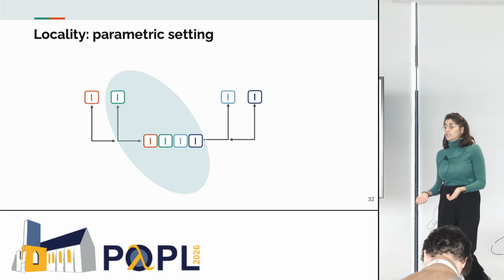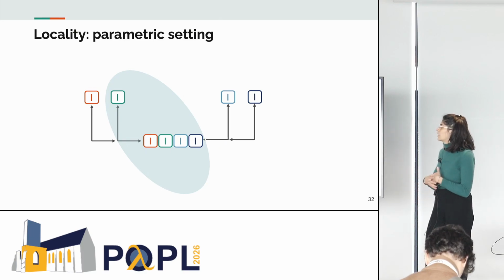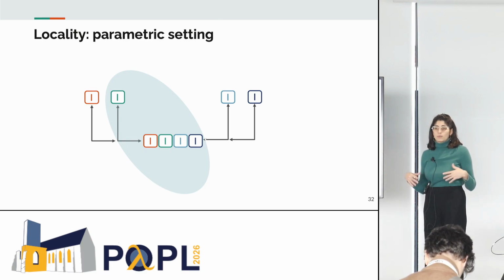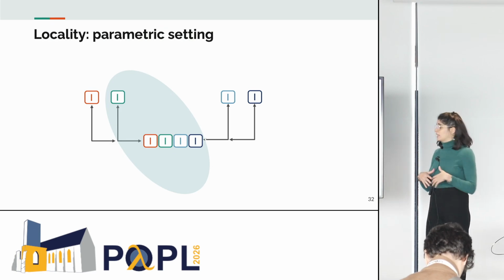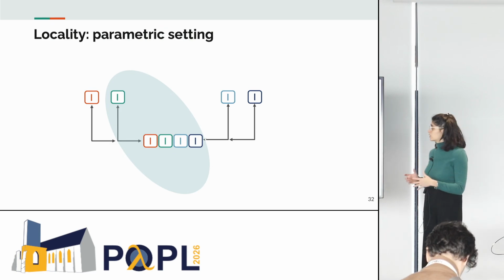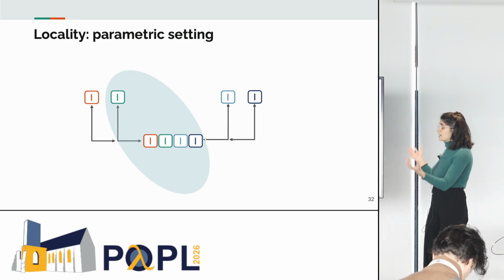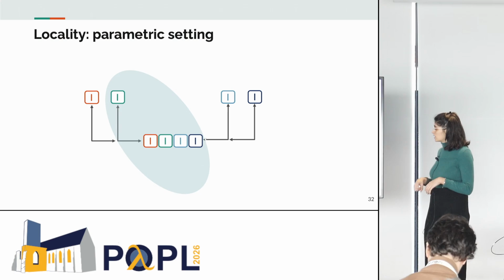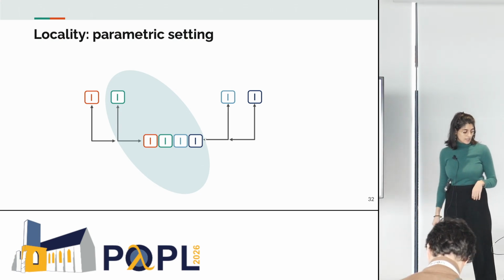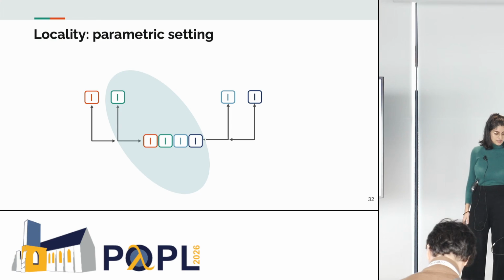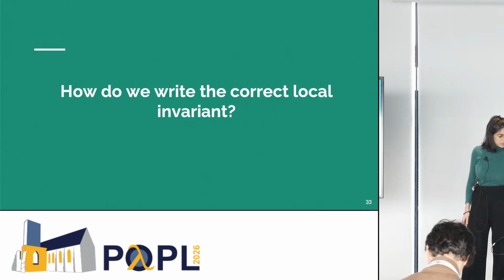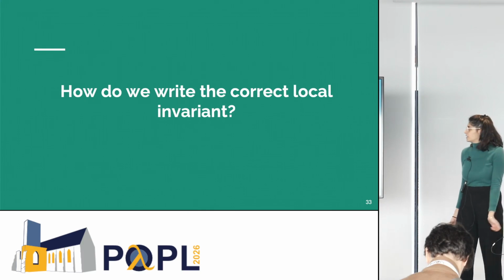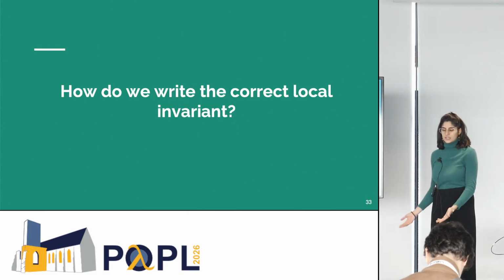And this is particularly interesting if you think that in general we have a parametric setting. So I presented you a system with only two caches, but we can have n caches, right? So instead of writing global invariants that talk about all the different channels from different caches, it's sufficient to focus our attention on this subunit cache-parent. Okay, so now the question is how do we write the correct local invariants?